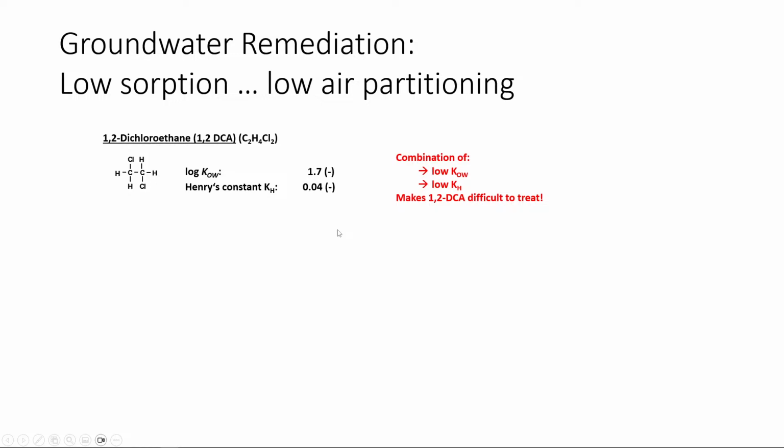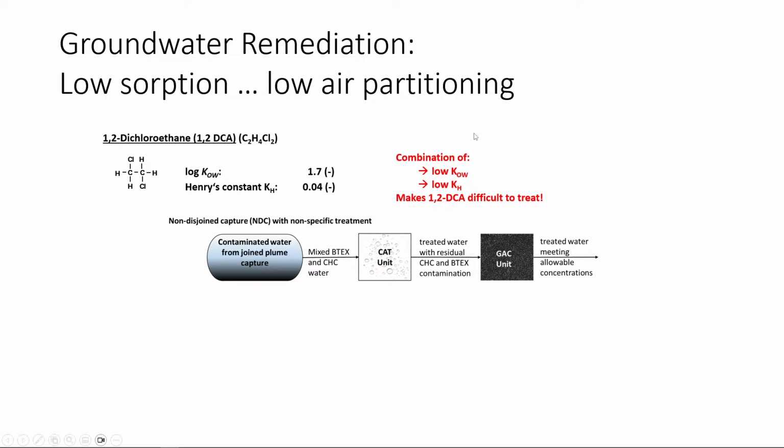Again, we have these two types of contaminant. One, for example dichloroethane, has low absorption and a low air partitioning coefficient, so we cannot do an in situ treatment. Our idea was: this is the contaminated water from joint plume capture. If we captured everything and mixed it, the mixed water would go to a catalysis unit, for example, to treat the chlorinated hydrocarbon, and then whatever remains would go through a granular activated carbon unit to treat the PTEX, and then the treated water, with allowable concentration, would be discharged.